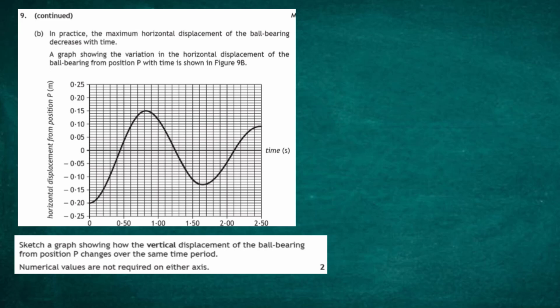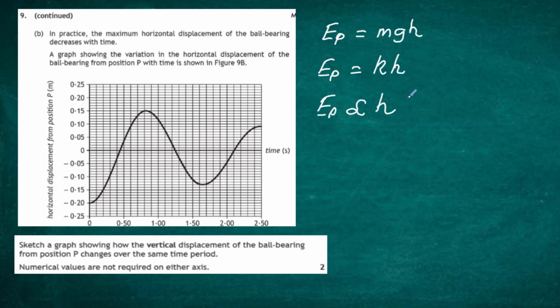So we're going to be looking at the vertical displacement. Now the vertical displacement you can think of as the height above the point P. And you know that this is related to the potential energy, EP. EP is equal to mgh. Now we know mass is going to be constant and g is going to be constant, so therefore the potential energy is going to be linked to a constant times the value of h. And we can also say that the potential energy is directly proportional to the height above the point P, which of course you can consider as a vertical displacement.